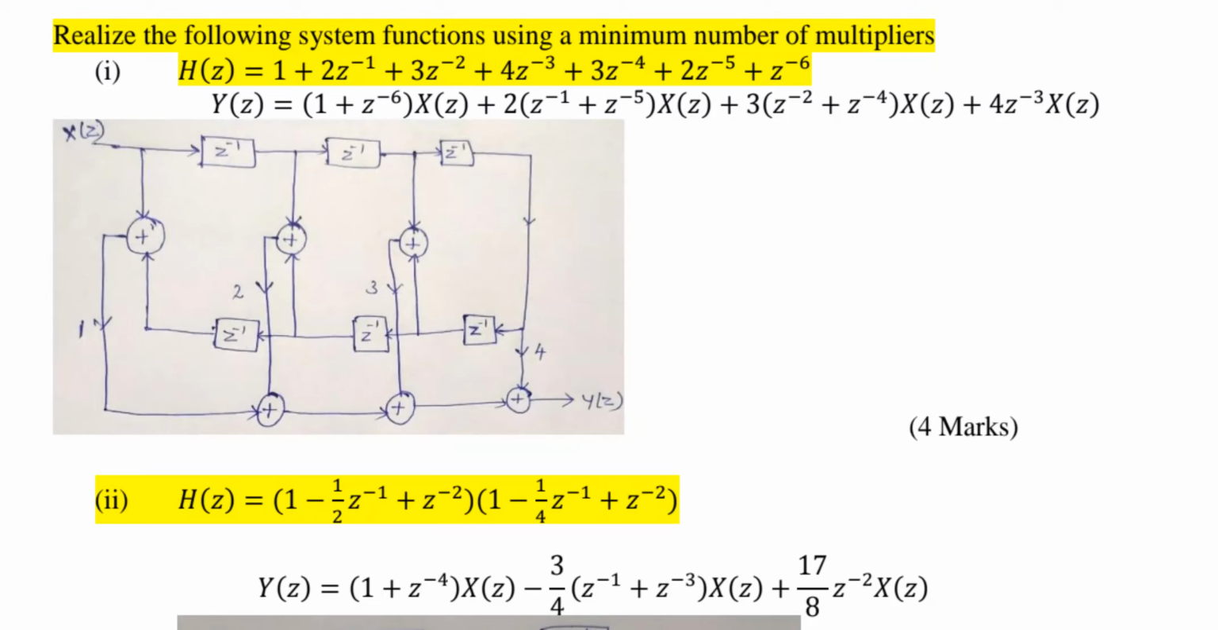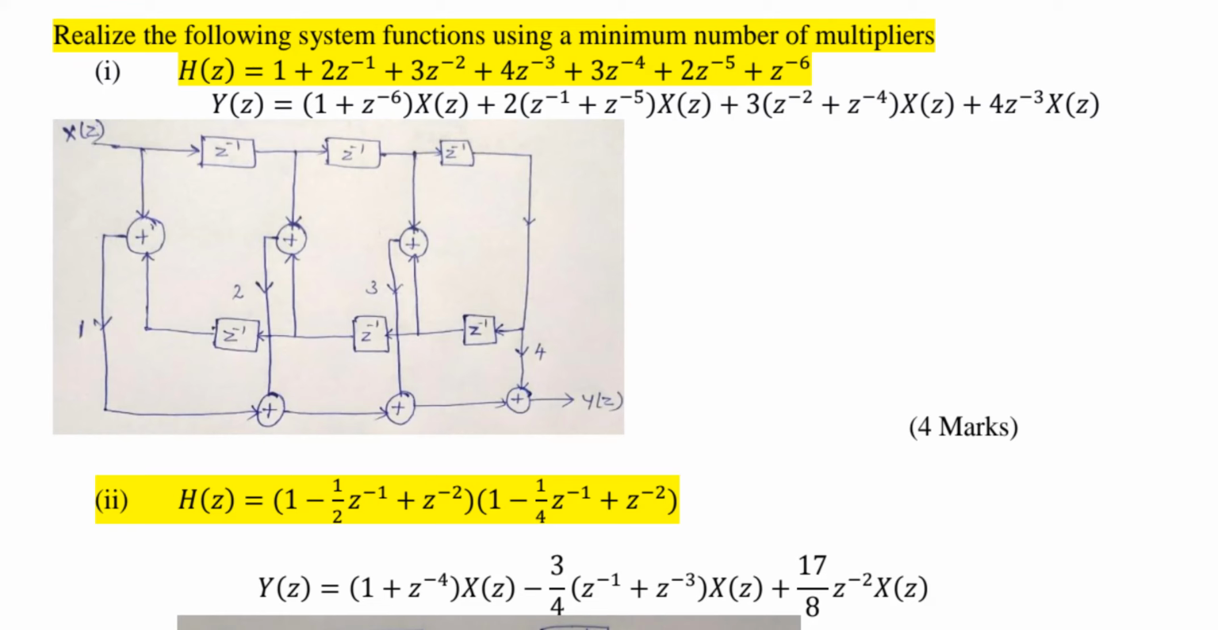Similarly, the second left is 2z^-1 and the second right is 2z^-5. And the third leftmost is the coefficient 1 and the third rightmost is 1z^-6. By using this relation, we are going to use fewer multipliers. In this expression there are 6 delay elements, since z^-6 is the maximum delay. So in our realization structure, 6 delay elements will be used.